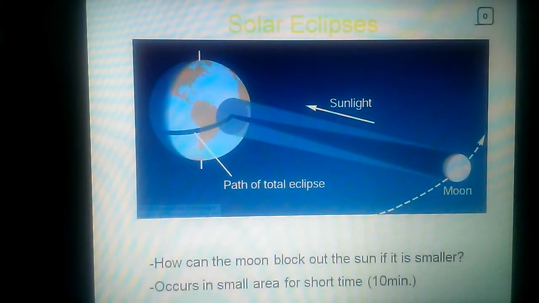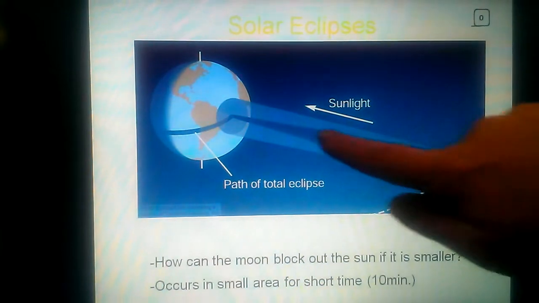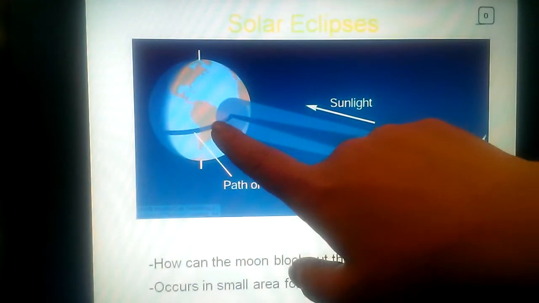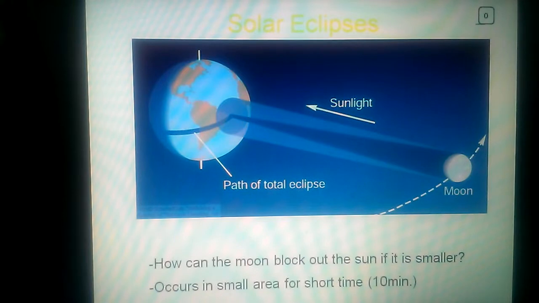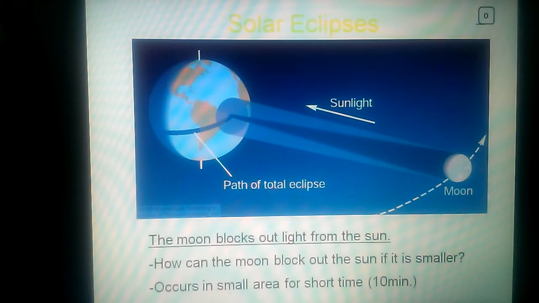Solar eclipses are a little bit more rare because you have the moon going in between the Earth and the sun, and it casts a shadow onto Earth. Inside of that shadow, you would see a solar eclipse. So it's only in a small area of Earth. It only lasts about 10 minutes, and they're kind of chaotic and sporadic as to where they appear. So it would look like this, though.